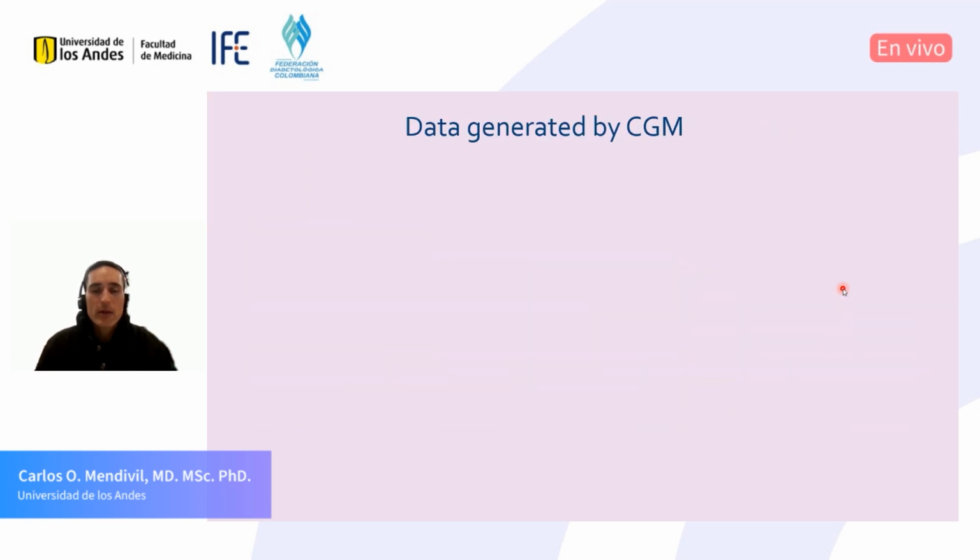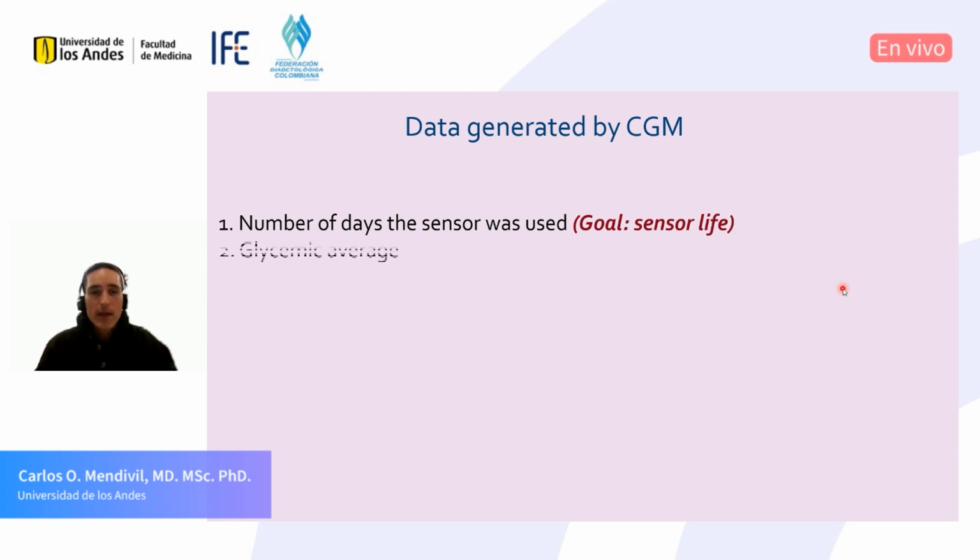Now, what kind of data can we get from a CGM device? This is a standardized CGM report. You can get the number of days the sensor was used. That's really important, and the goal is to have the sensor used for its whole useful life. The glycemic average, which is really not important, and I hope I have been able to convey that message. The average in and of itself is pretty useless.